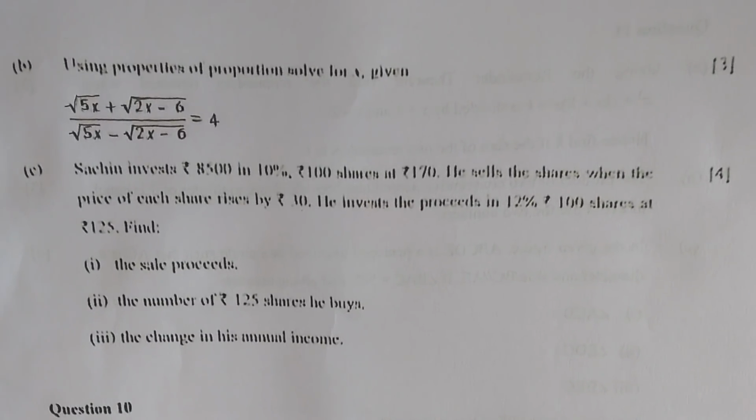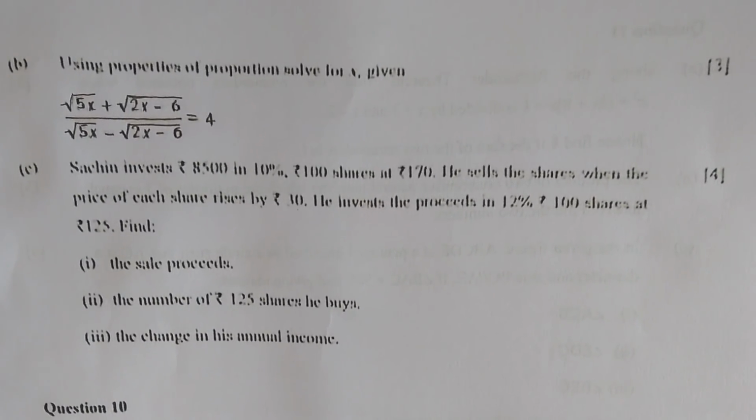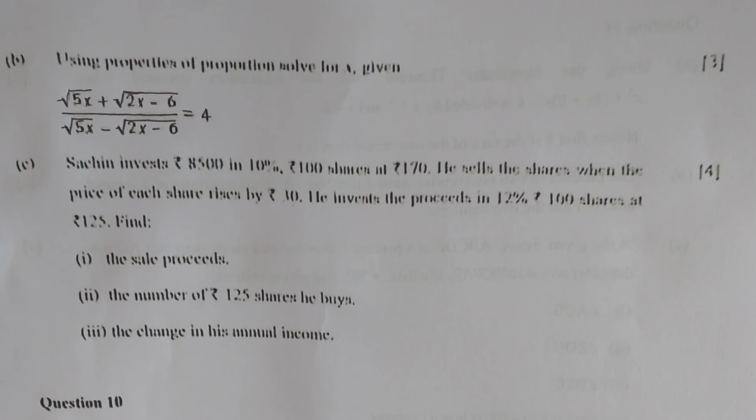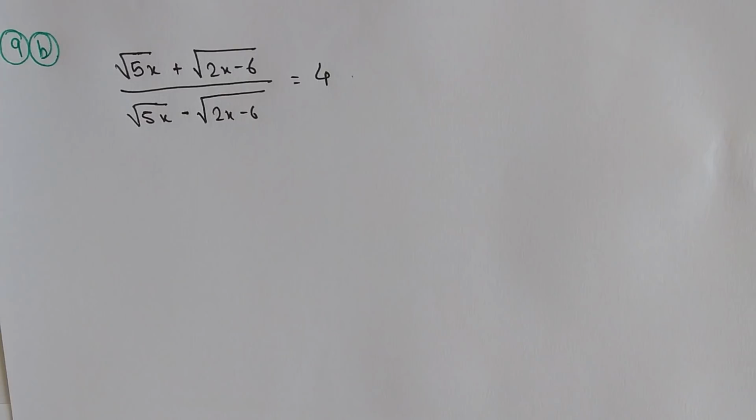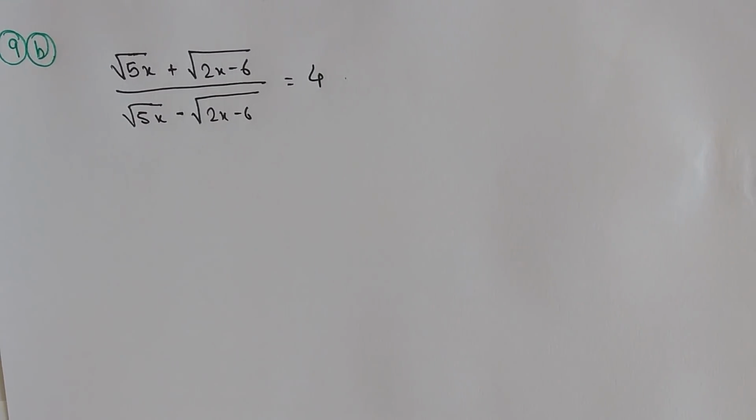Moving on to part B, we have using properties of proportion. You have to solve for x given root over 5x plus root over 2x minus 6 divided by root over 5x minus root over 2x minus 6 is equal to 4. Let's do this. So this was given and we have to find the value of x.